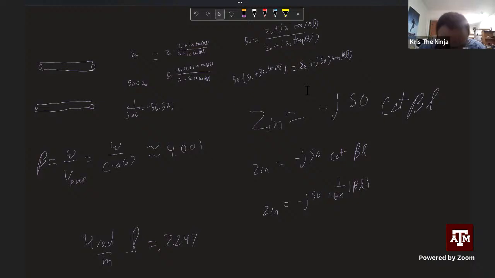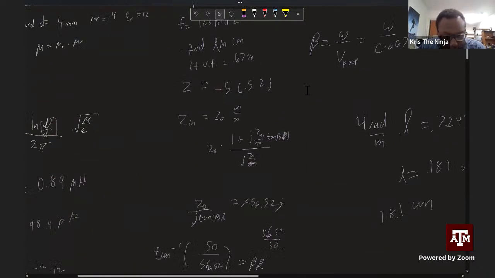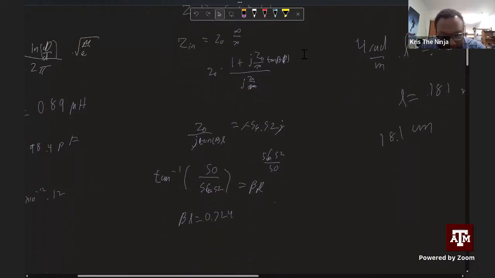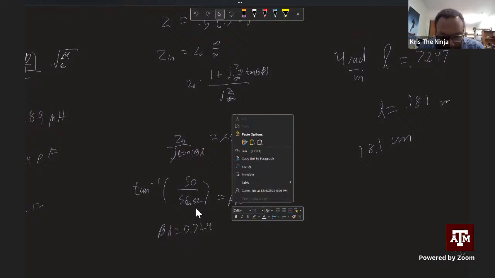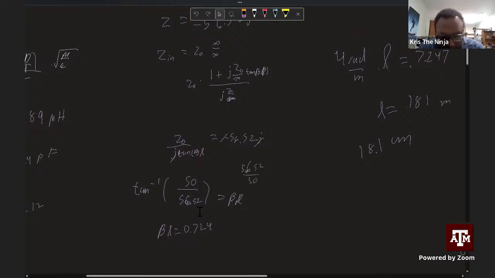Yes. So if you do the inverse tangent, basically, if you solve this to equal beta L, you'll eventually have something that equals inverse tangent of pretty much 50 over 56.